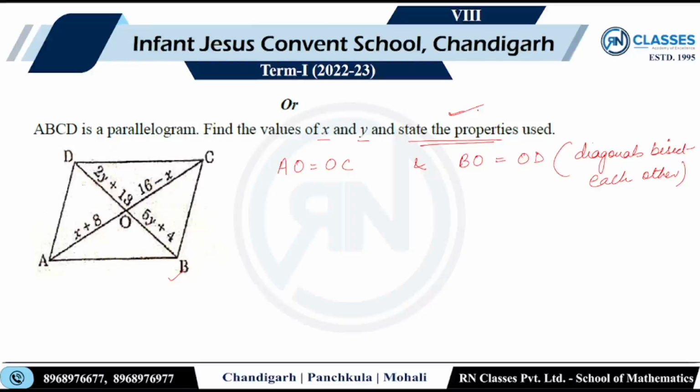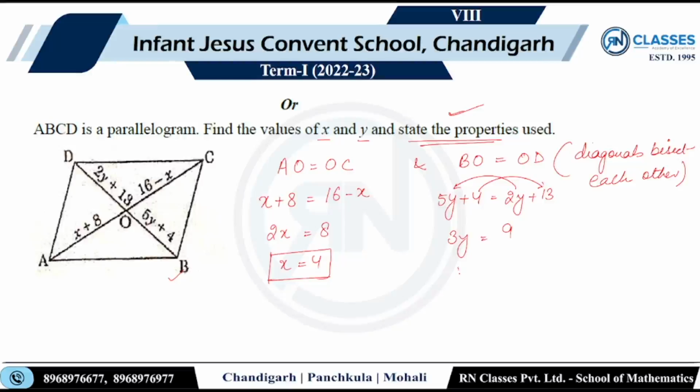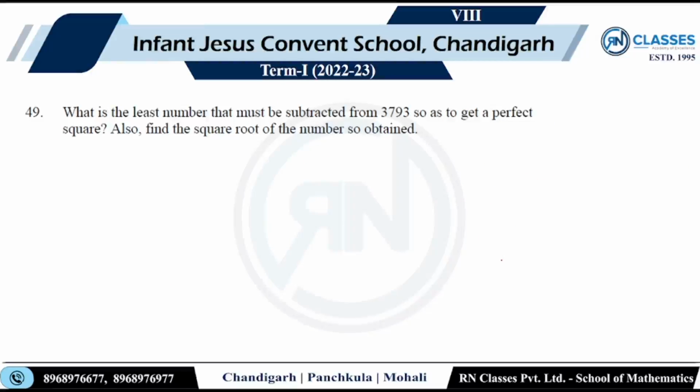इसके marks हैं, दिया हुआ है. So AO is already given as x plus 8 and OC is given as 16 minus x. So x की side change करी, 8 की side change करी, we'll get 8 and x would be equal to 4. So BO, that is 5y plus 4, and OD is equal to 2y plus 13. So if I take this over here, it would be 3y, and 4 is taken over here, it would be 9, y would be 3. x is 4, y is 3. Simple, straightforward.